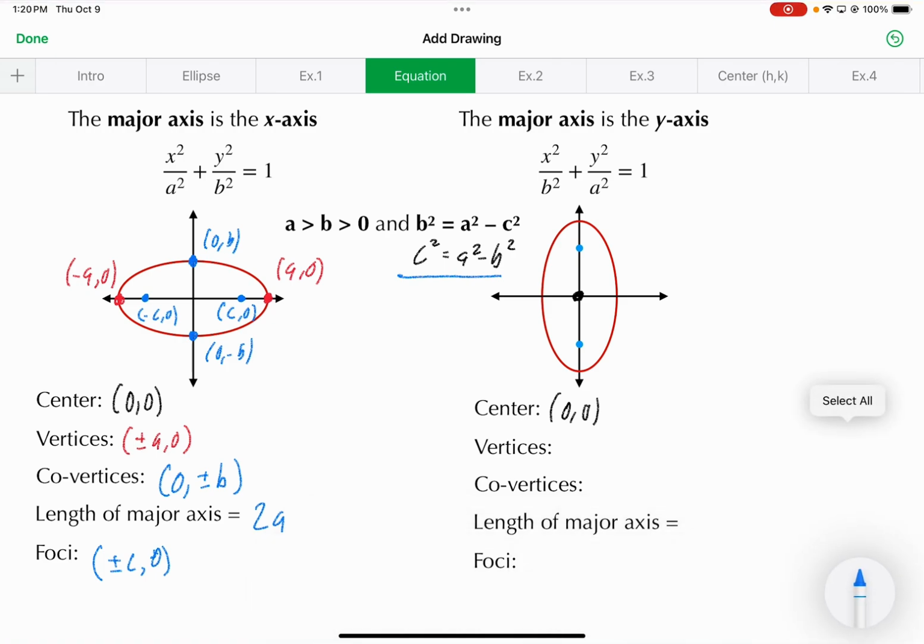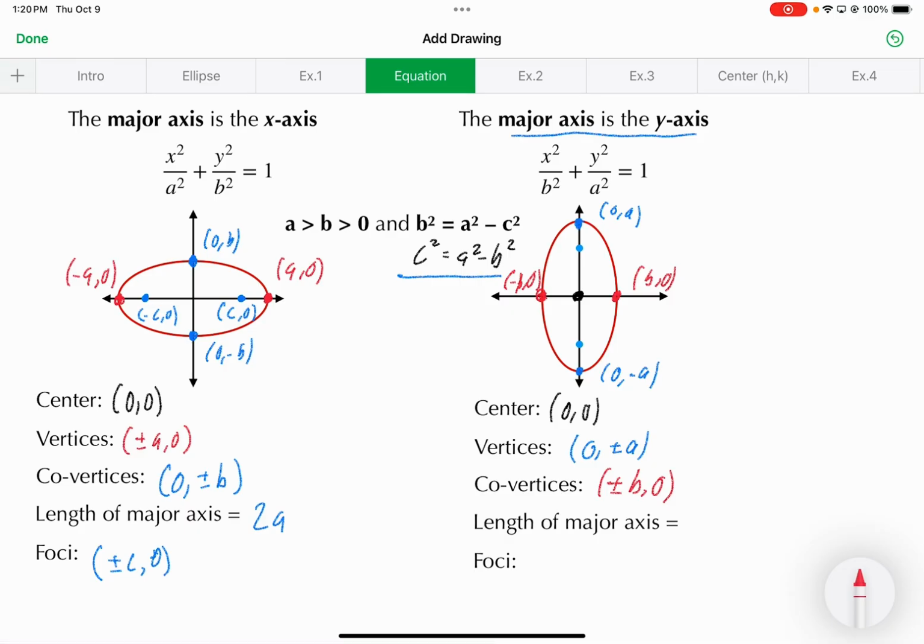Y-axis or x-axis? Y-axis. So we're going to call up here and down here my vertices. We're going to say that is 0, a and then 0, negative a. So then my vertices are at 0, plus or minus a. And again, this is what happens when your major axis is the y-axis. And then my co-vertices would be to the left and to the right. So I'm going to call them here and here. So then that would be b, 0 and negative b, 0. So my co-vertices would be plus or minus b and then 0. So I have 2 points there.